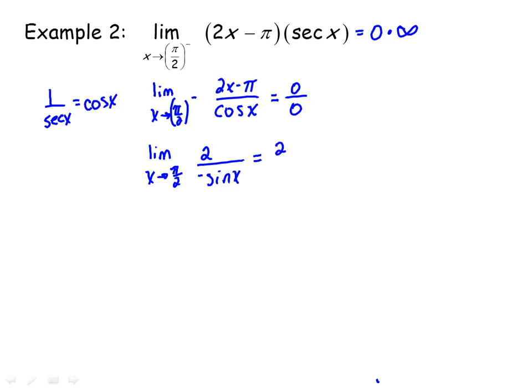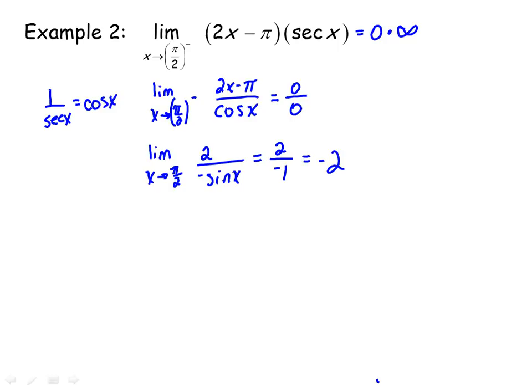So we're going to get 2, applying the limit now. We're going to get 2, which is good, over what? What is sine of pi over 2? Sine of pi over 2 is going to be 1, but you have the negative, so we're going to get negative 1. So we're going to get what? Negative 2.